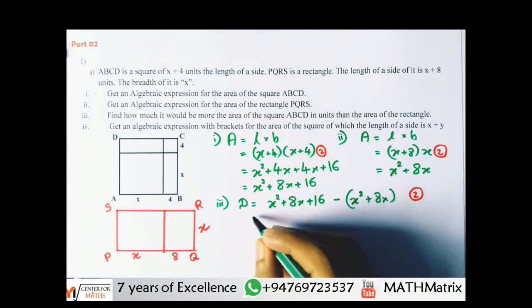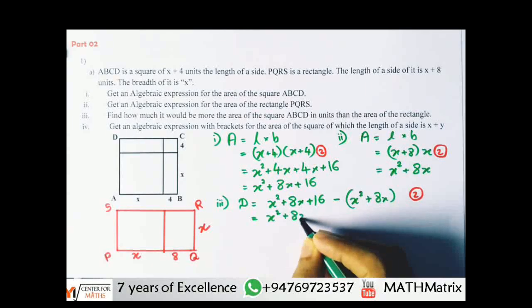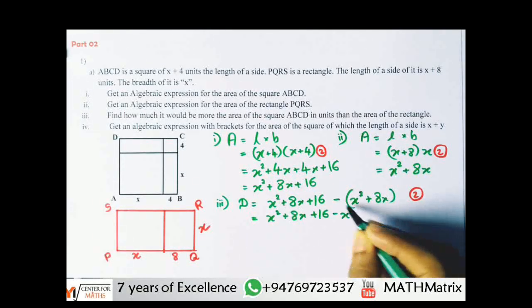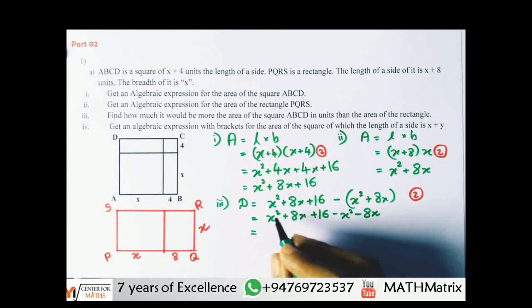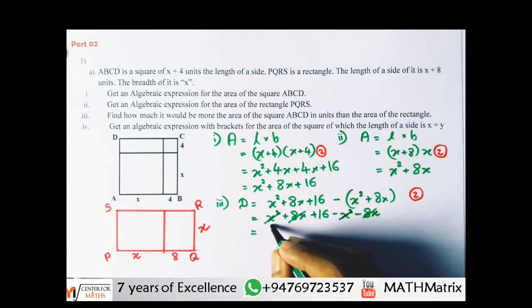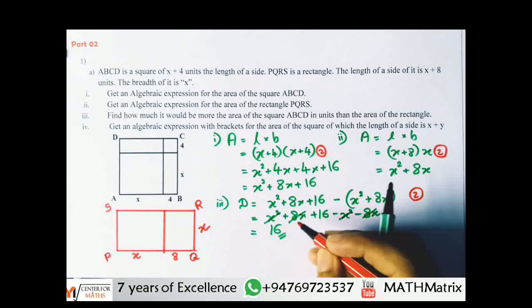So next, x squared plus 8x plus 16, and minus into plus, there will be minus x squared, and minus into plus, minus 8x. Now we can simplify this easily. x squared and x squared can cancel, 8x and 8x also can cancel. Then what's remaining? Just the difference is 16 units. So for that you will get another 2 marks.